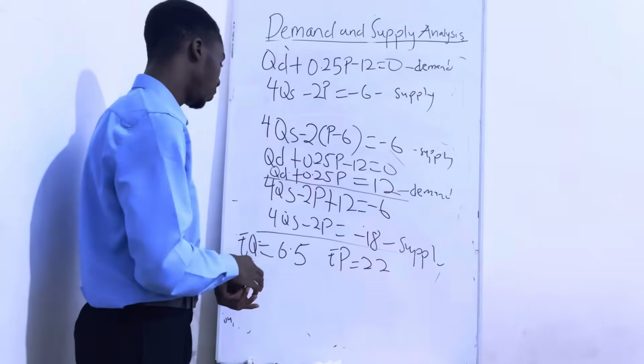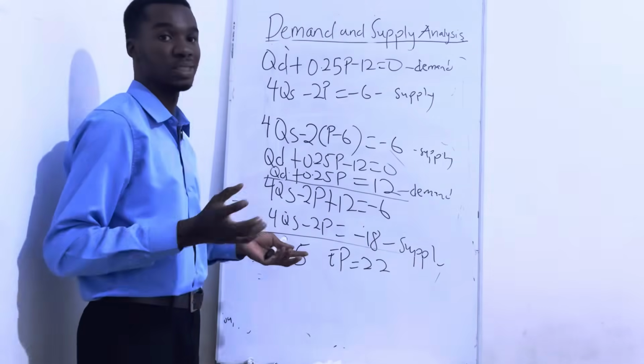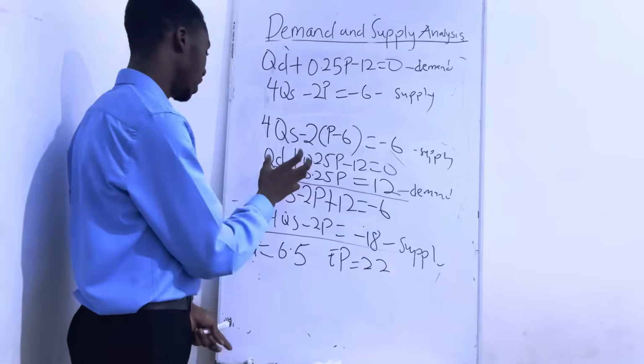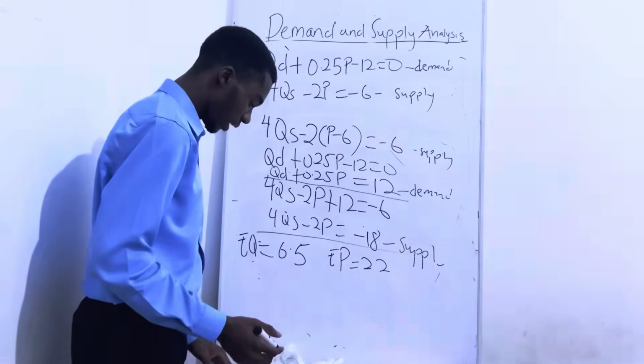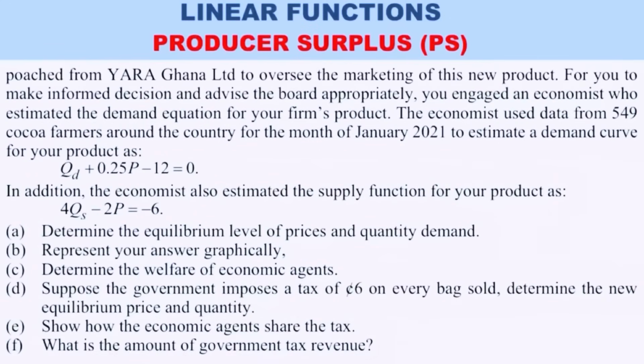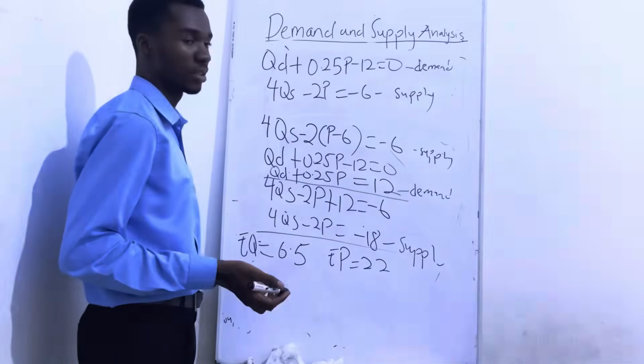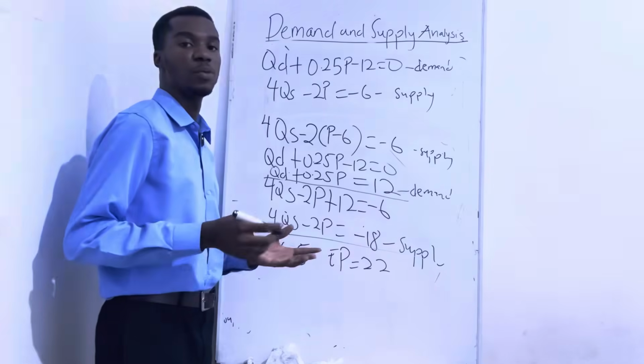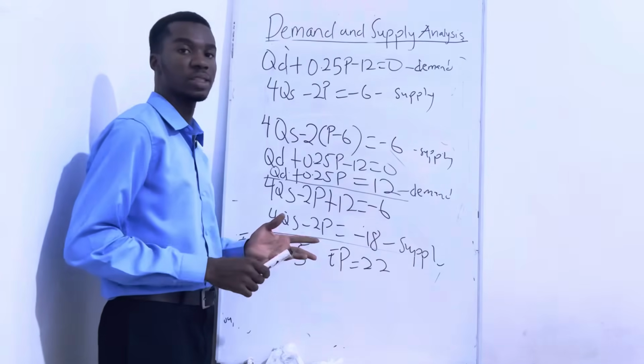So the new equilibrium price and the new equilibrium quantity when a tax of 6 is imposed, this is the answer we are getting. Now we move on to the E. The E says, show how the economic agents share the tax. The economic agents are the producers and the consumers.